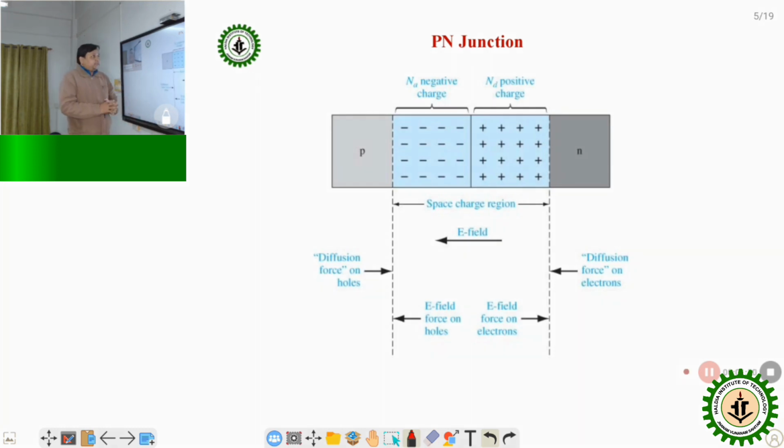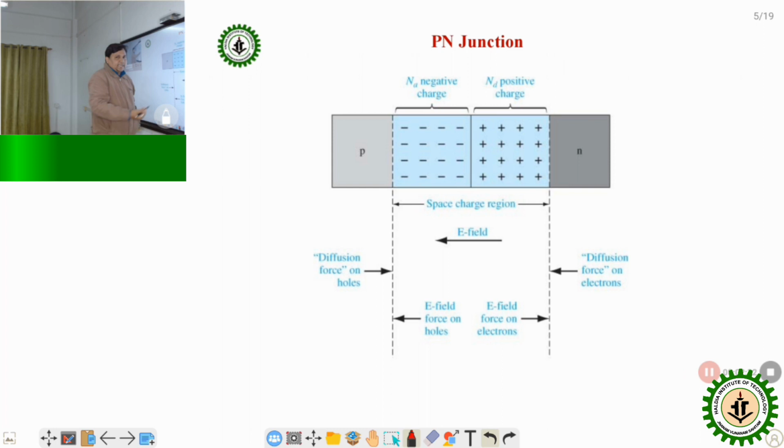When we join the P and N regions, the concentration of electrons on the N side and the concentration of holes on the P side is very high. Due to the higher concentration of carriers, holes diffuse from the P side to the N side, and electrons move from the N side to the P side. At the junction, negative bound charge accumulates on the P side and positive charge accumulates on the N side, which is called the space charge region.